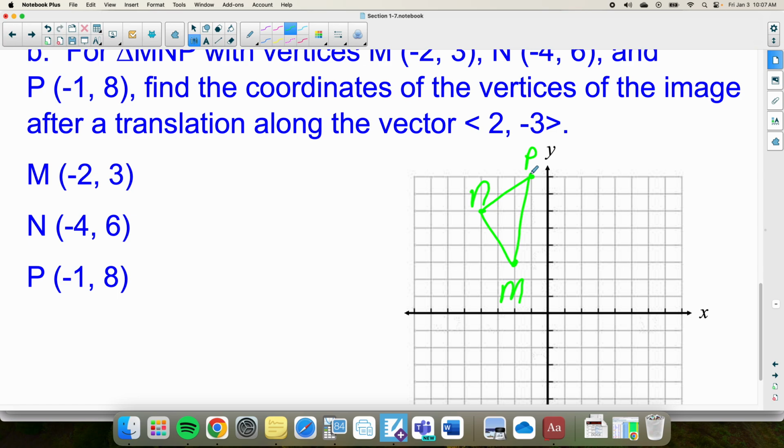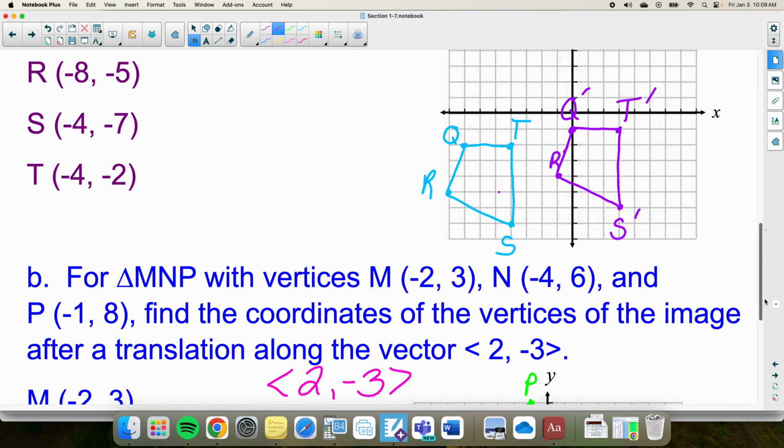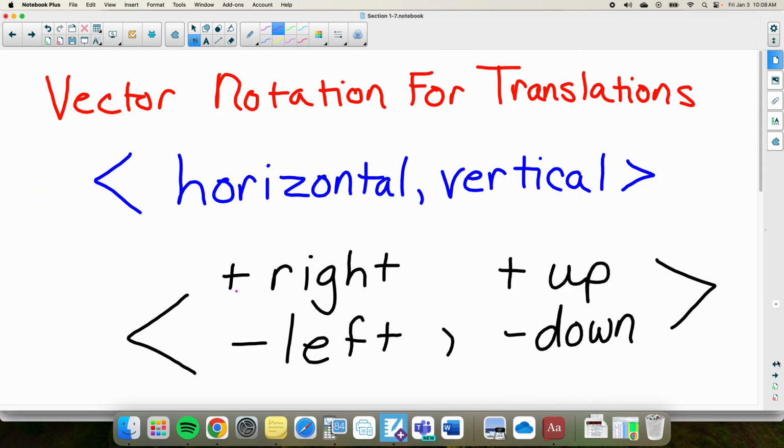Now, what we are going to do is we are going to move this figure, and the vector they want us to move it is a +2, -3. If it's a +2, what direction do I move it? If it's a +2, you go 2 to the right. And then on the second one, I believe that was negative, wasn't it? So the second one is negative, so then we go down 3. So the first one was positive, we go 2 to the right. Second one was negative, we go 3 down.